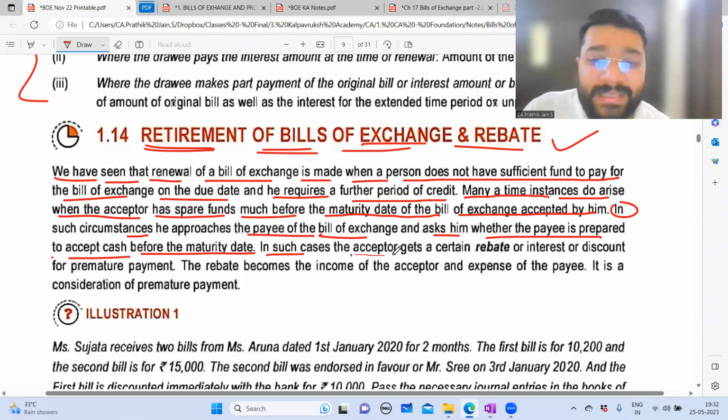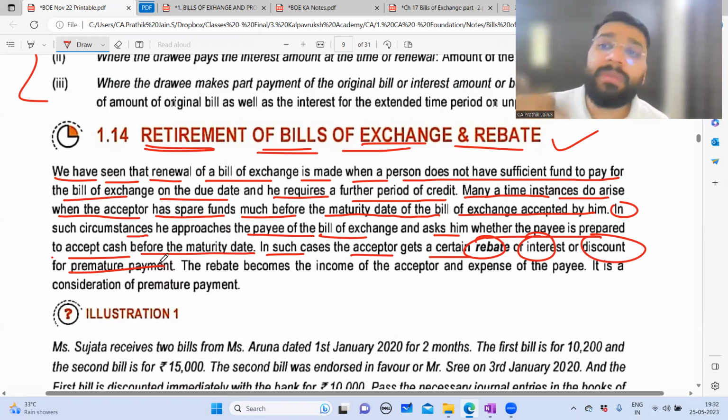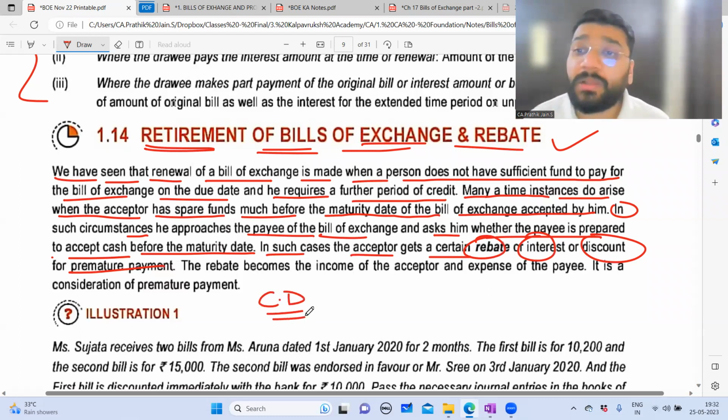So in such case, the acceptor gets a rebate. Acceptor means who's the acceptor of the bill? Customer gets a rebate, or you can say interest, or you can say kind of a discount for premature payment, for early payment. When somebody makes you the early payment, guys, you get a discount. So this is the concept of, if you remember, cash discount. Guys, you remember we studied in the journal topic the concept of cash discount.